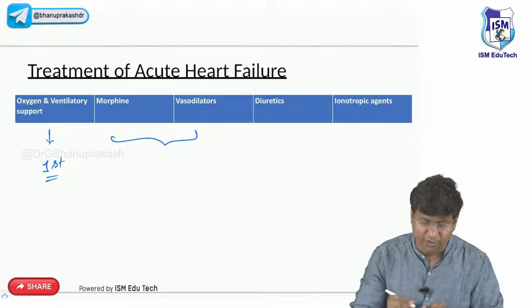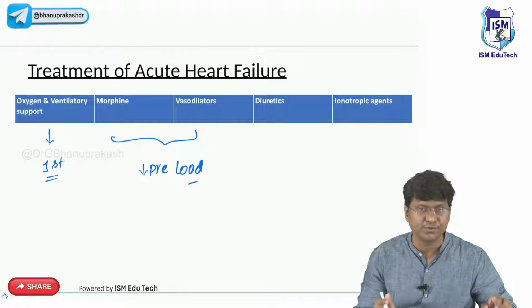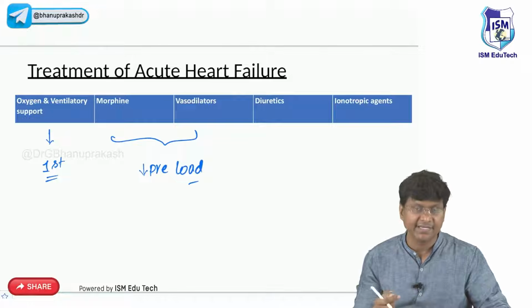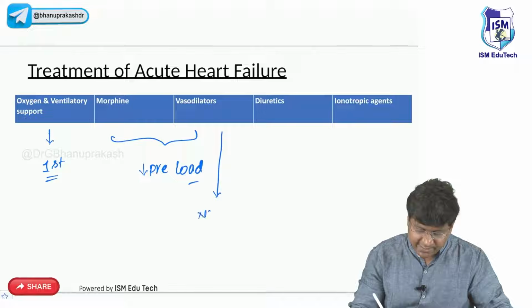Then what is the role of morphine as well as vasodilators? The morphine and vasodilators reduce the preload. That means they reduce the venous return to the heart, thereby reducing the cardiac workload. And the vasodilator that you give is nitroglycerin.